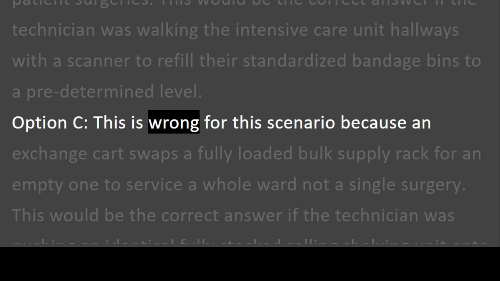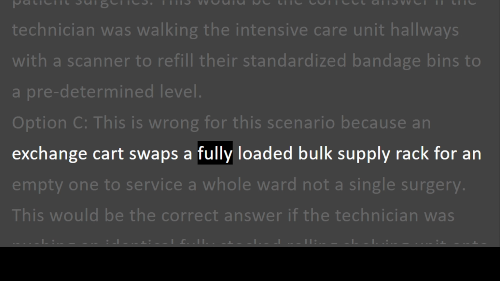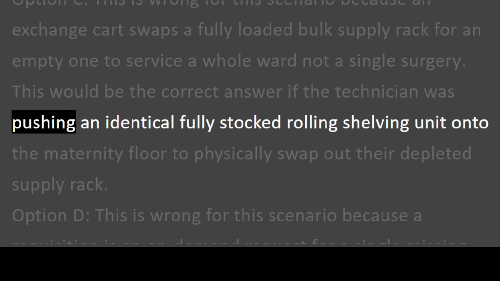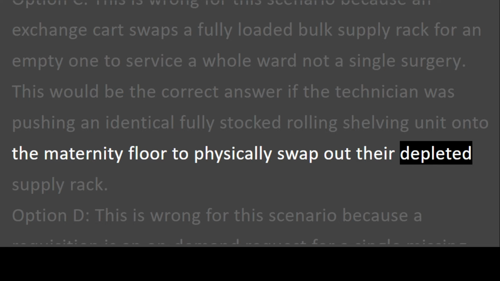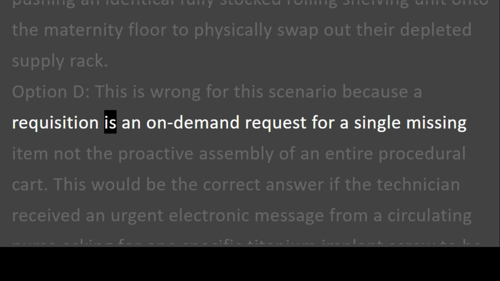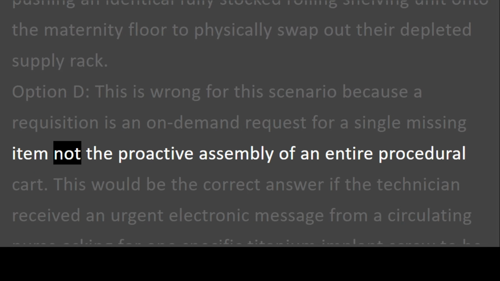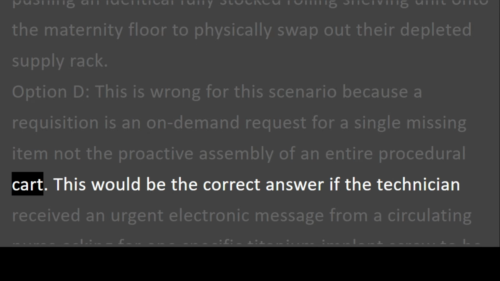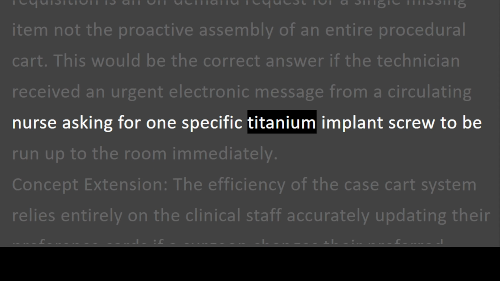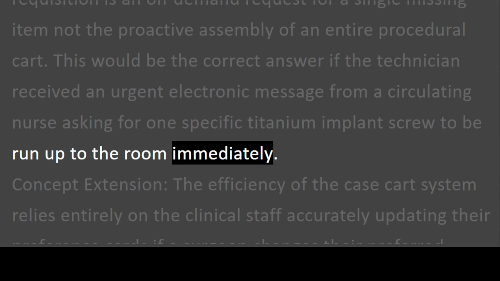Option C. This is wrong for this scenario because an exchange cart swaps a fully loaded bulk supply rack for an empty one to service a whole ward, not a single surgery. This would be the correct answer if the technician was pushing an identical fully stocked rolling shelving unit onto the maternity floor to physically swap out their depleted supply rack. Option D. This is wrong for this scenario because a requisition is an on-demand request for a single missing item, not the proactive assembly of an entire procedural cart. This would be the correct answer if the technician received an urgent electronic message from a circulating nurse asking for one specific titanium implant screw to be run up to the room immediately.